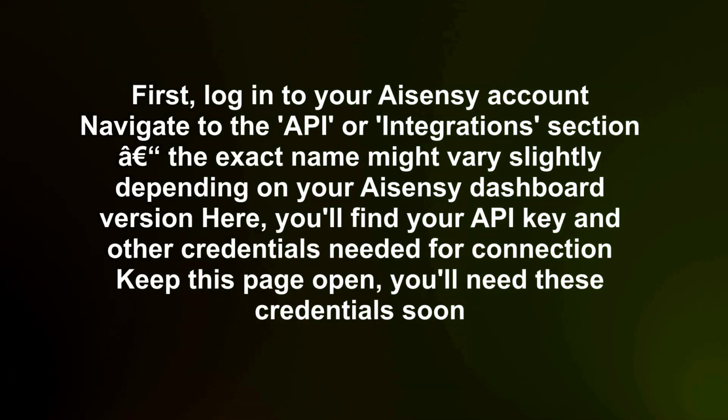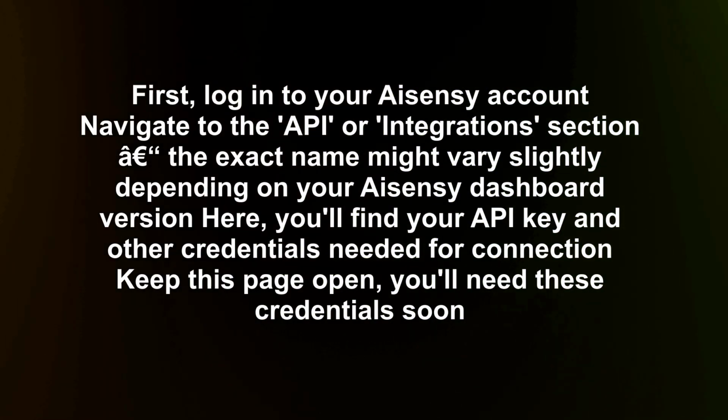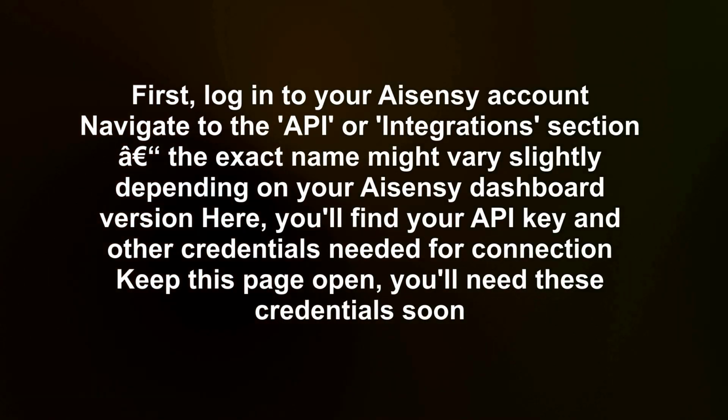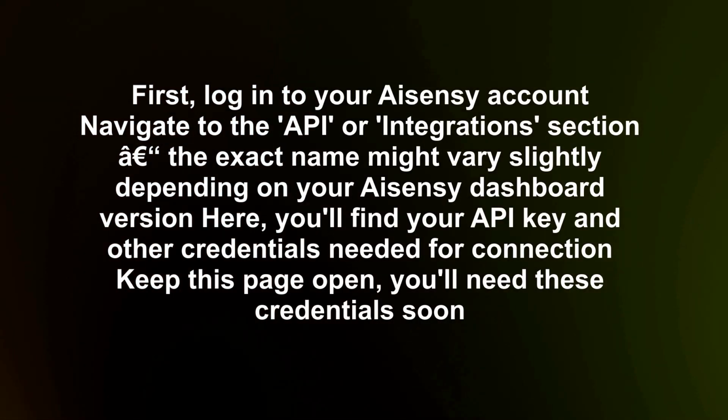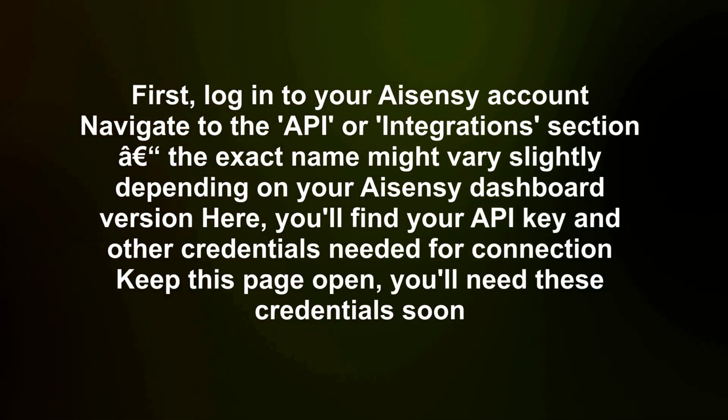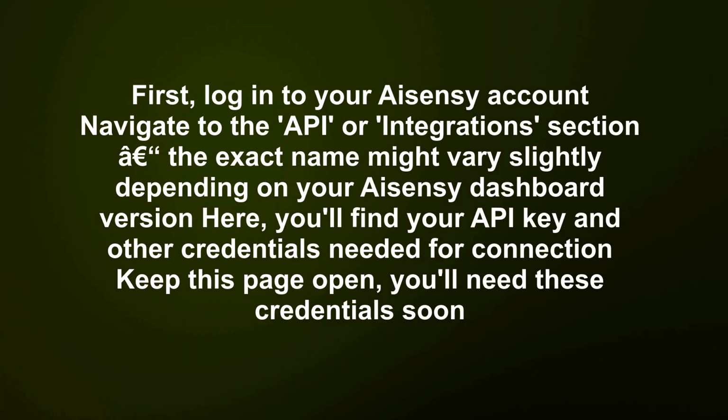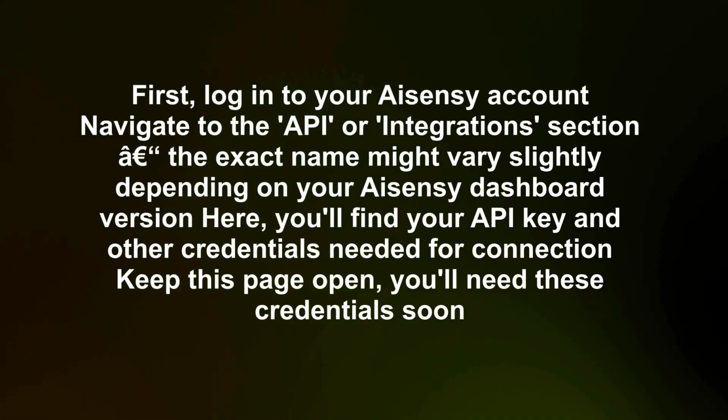First, log into your Aisensy account, navigate to the API or Integrations section. The exact name might vary slightly depending on your Aisensy dashboard version here. You'll find your API key and other credentials needed for connection. Keep this page open. You'll need these credentials soon.